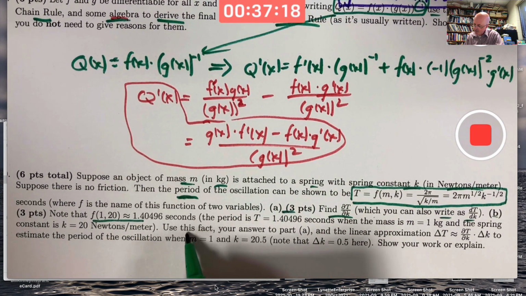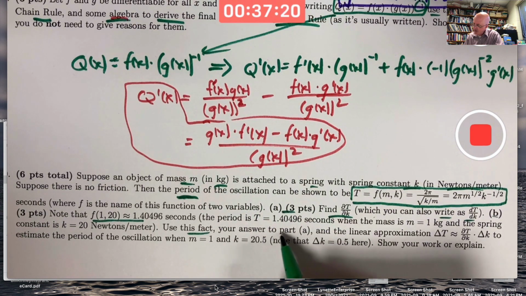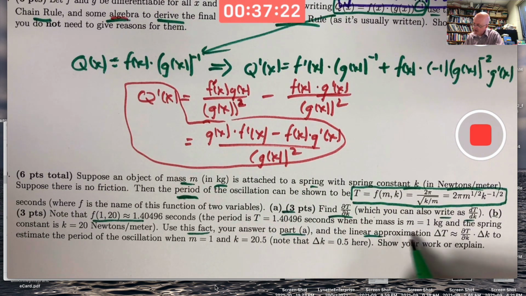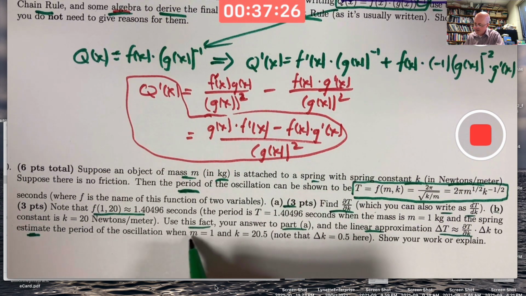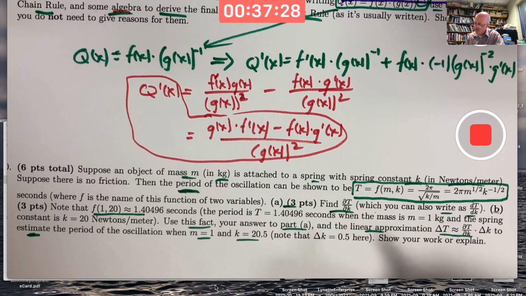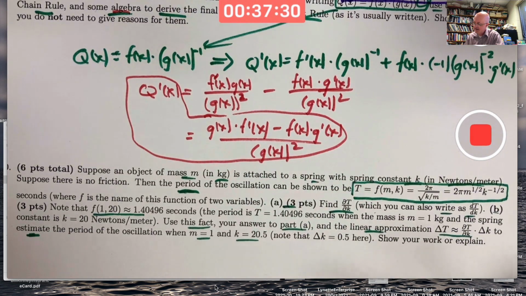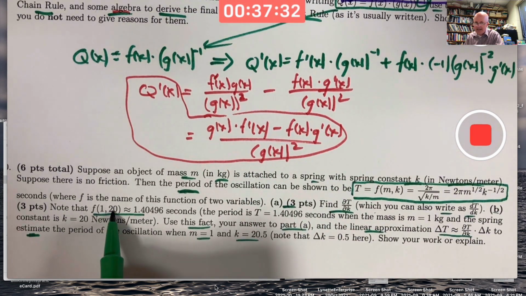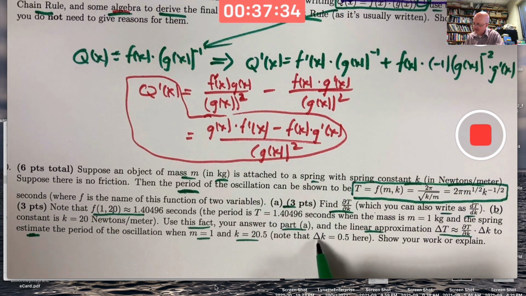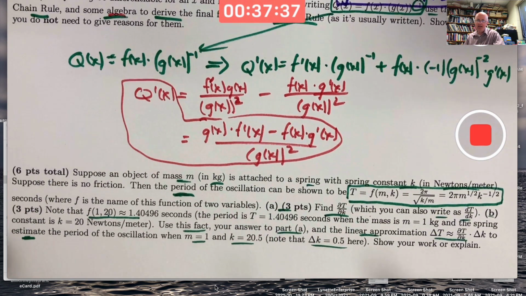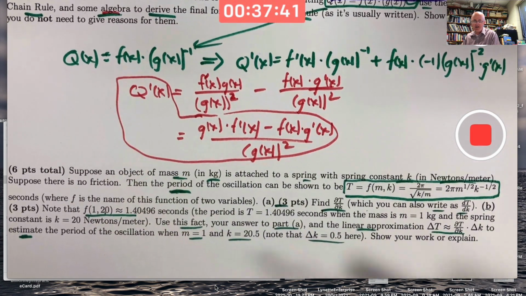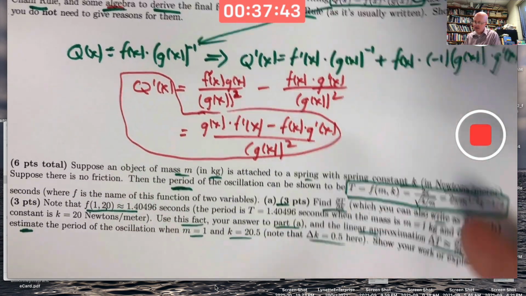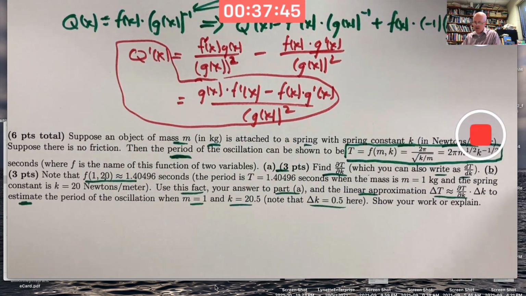Part B is to evidently use this fact to take the answer from part A and this linear approximation right here to estimate the period when m is 1 and k is 20.5. So k is increasing from 20 to 20.5. It's increasing by 0.5. Now, you could just use the original equation to figure it out here, but we're trying to use a linear approximation here. Anyway, let's do part A.